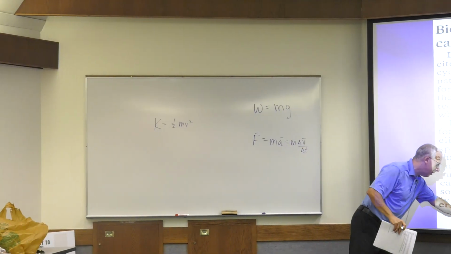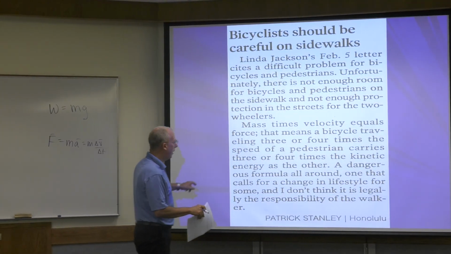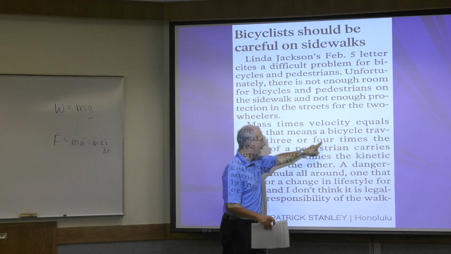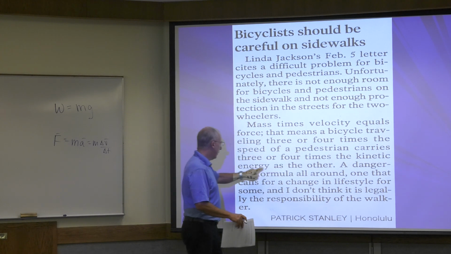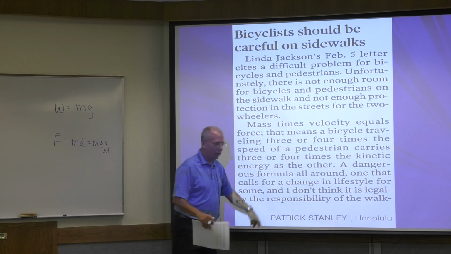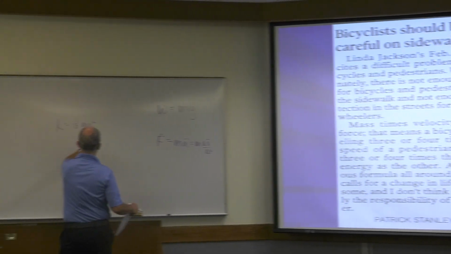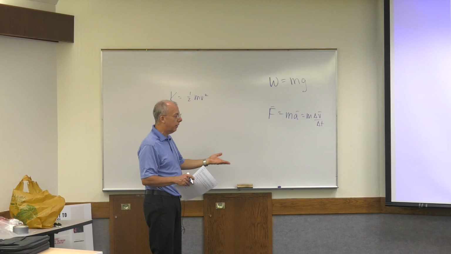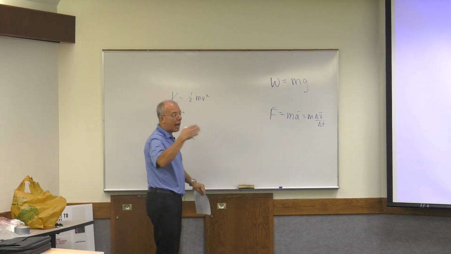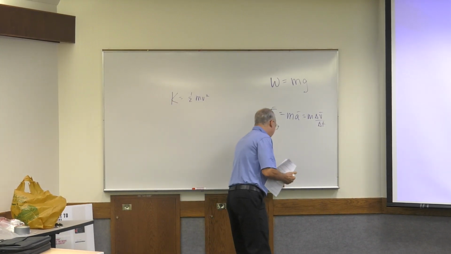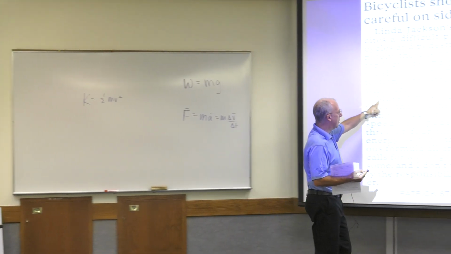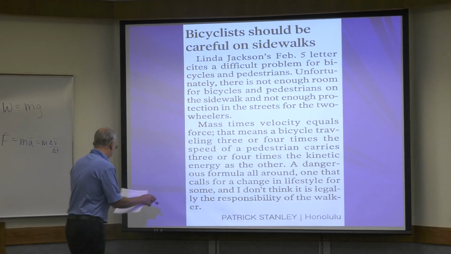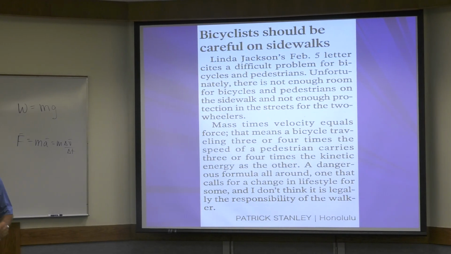Now this guy, who must have flunked high school physics, he says a bicycle traveling 3 or 4 times the speed of a pedestrian carries 3 or 4 times the kinetic energy. False! Because it's v squared. So if the bicycle travels, let's say, 3 times the speed of the pedestrian, it's 3 squared, or 9 times the energy. Anyway, but again, just remember, mass times acceleration, or the change in velocity over the change in time, equals force. So don't write a letter to the editor if you don't know what you're talking about.